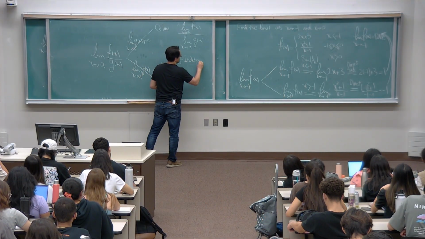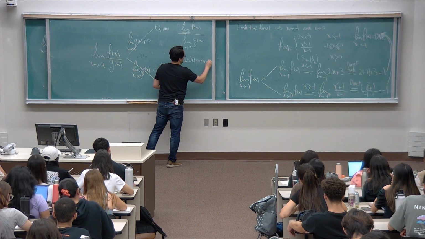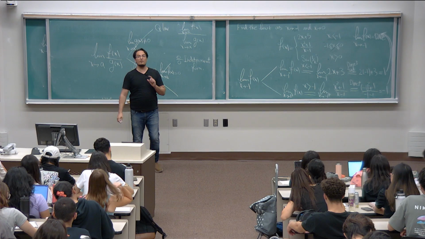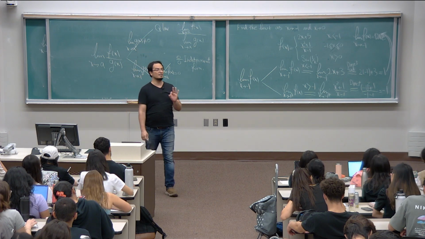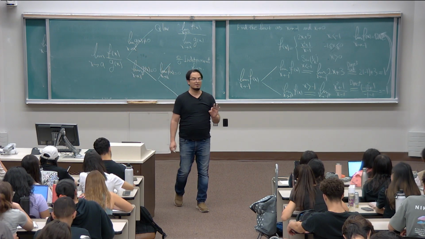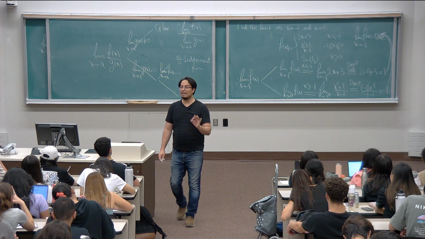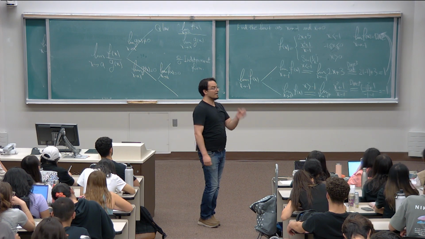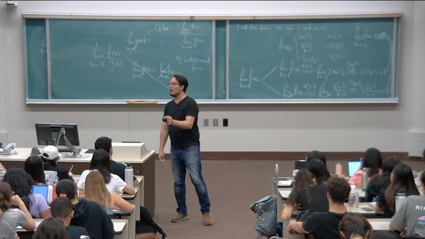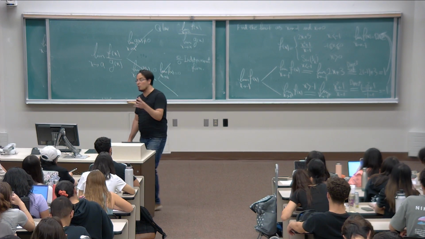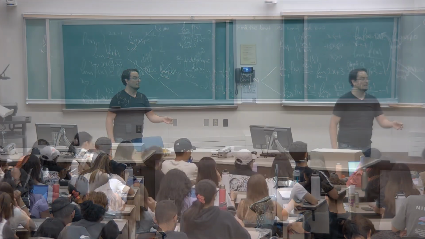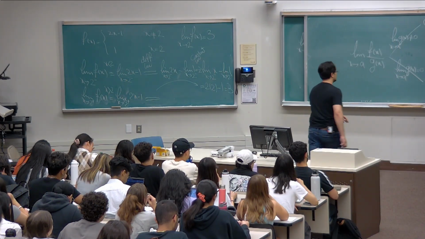indeterminate form. 0 over 0 is not the final answer. It is the beginning of a story. It just tells you that now you have to do some work to resolve this indeterminacy. And that's something we will cover tomorrow.